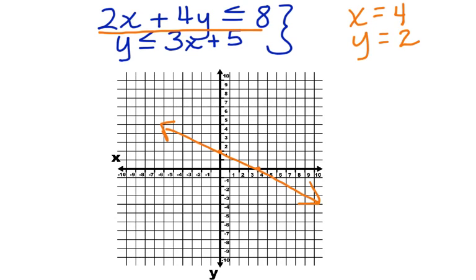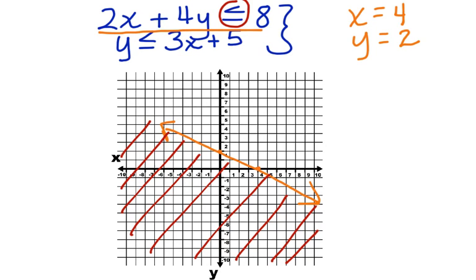Here's our line. Now, it says in the inequality that it is less than or equal to, so we are going to graph everything below this line. Less than or equal to. And notice that the line is solid because our inequality has an equal to in it.